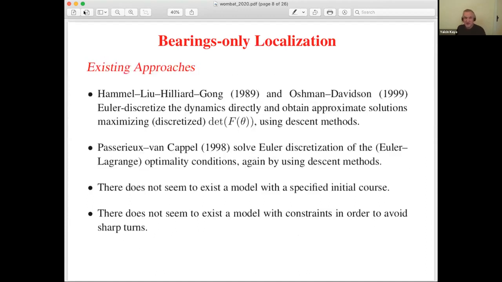Well, what are the existing approaches? People started to work on this back in the 1980s, and the efforts continued in the 1990s. The initial works just involved proposing the model that I've just proposed and discretizing it, Euler discretization, which is a fair thing to do, and using descent methods for finding a solution.